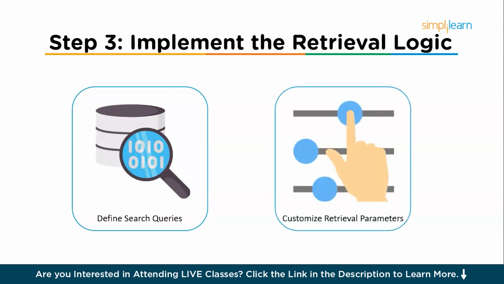Then we are customizing the retrieval parameters. That is fine-tuning your retrieval processes by defining the parameters for what constitutes relevant data, for example, by setting thresholds for similarity or relevance.